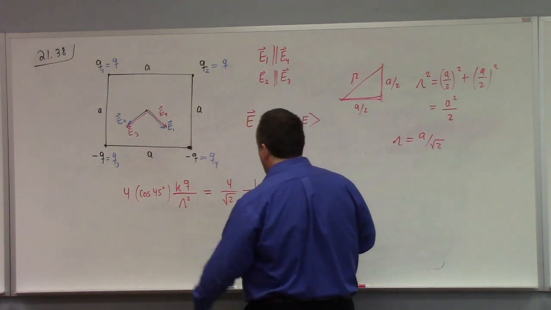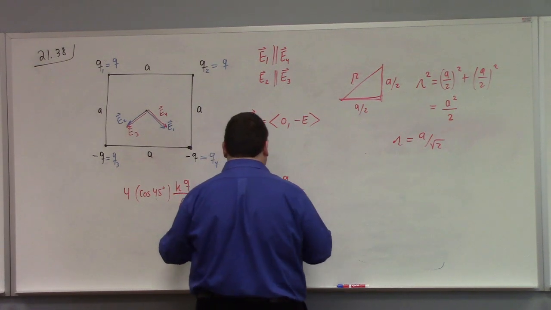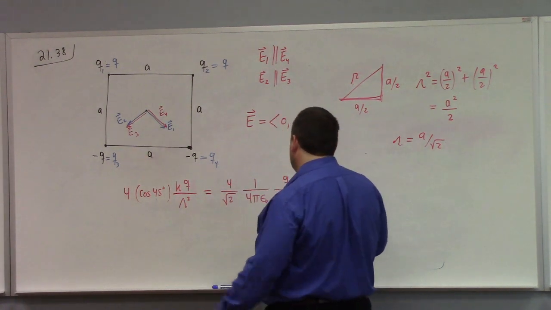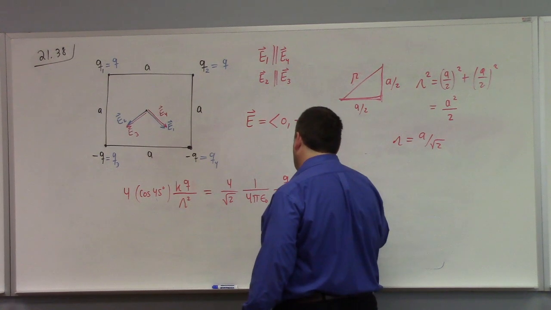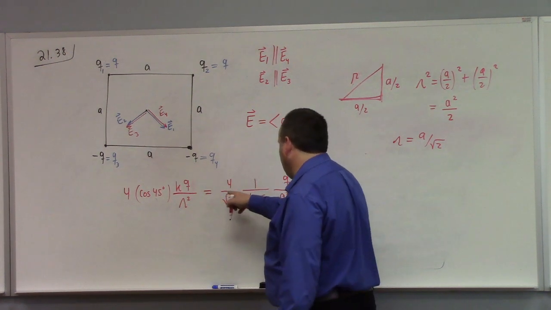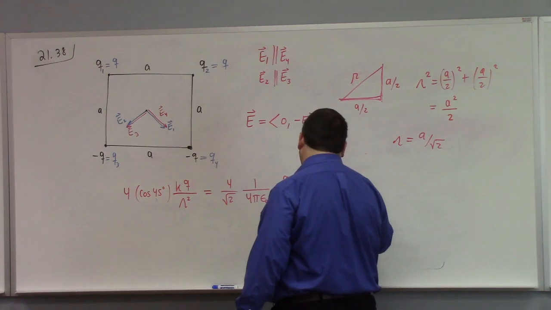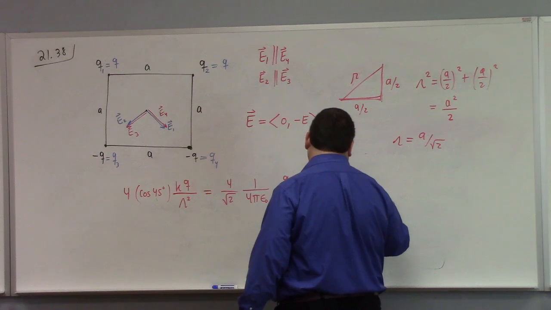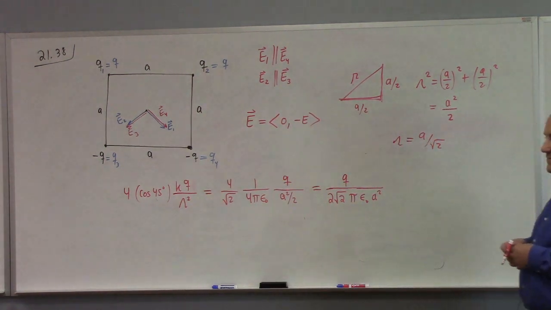Of course, we want r squared here anyway, so we might as well just put a squared over 2 down there. I guess I could clean this up. If I put the 2 up there, I've got 8 over 4, which is 2. So I think I get q over 2 square root of 2 pi epsilon naught a squared, if I didn't do something wrong, which of course you could also write in terms of k.